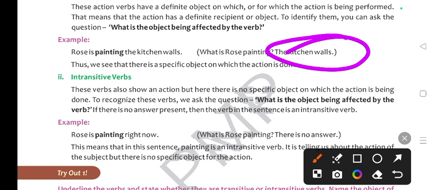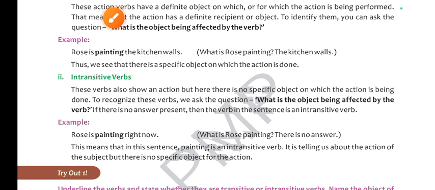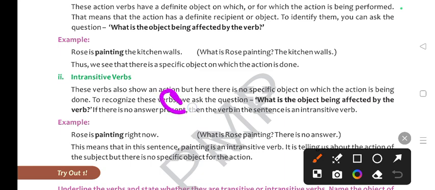Let's understand by an example. Rose is painting right now. So what is Rose painting? There is no right answer, like Rose is painting the walls or the mirrors. So no noun is there, no object is there. So this is an intransitive verb. It means an object is not required here.